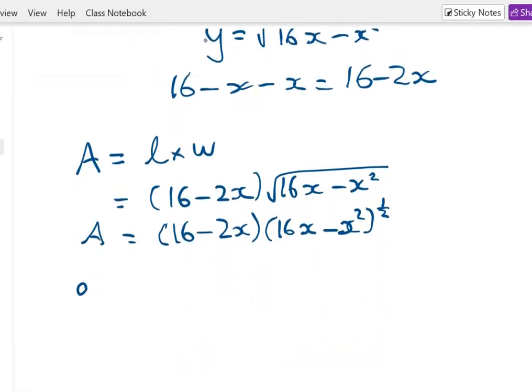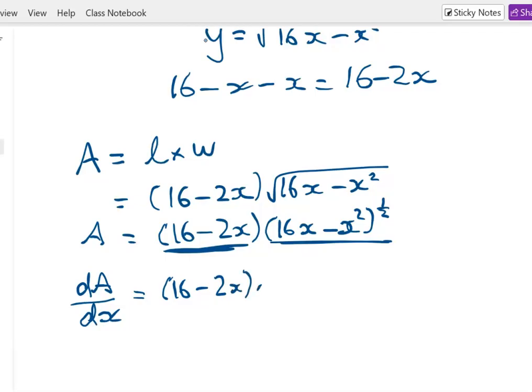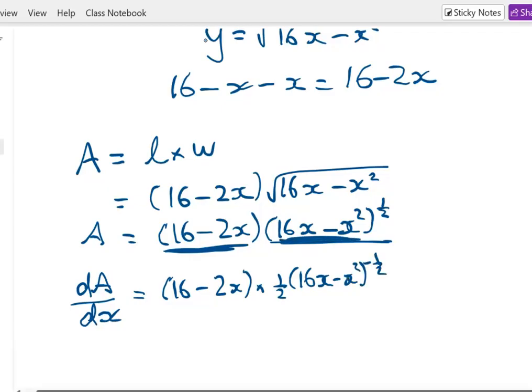So for a maximum, we want to find dA by dx is equal to 0. I'm going to do my product rule work here. So this is my first function, this is my second function. We're going to have 16 minus 2x times a half of 16x minus x squared to the negative a half. Now I need to differentiate the inside function. So we're going to have 16 minus 2x. Note that they match up, so that's kind of cool.